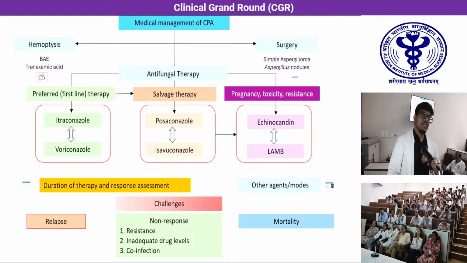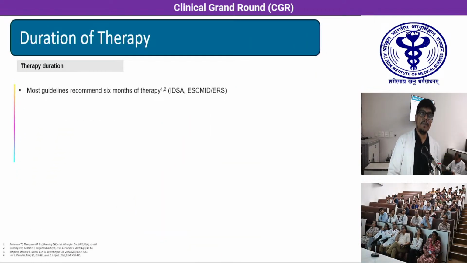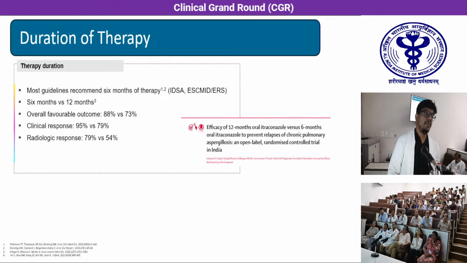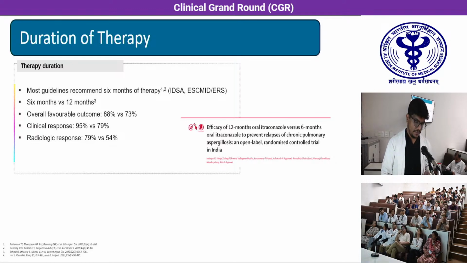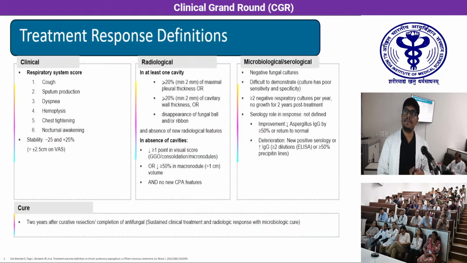So now that we have discussed various agents of therapy and modes of therapy, how long do we give treatment? For oral azole therapy, most guidelines used to recommend at least 6 months of therapy, till this paper was published in 2022, which evaluated 6 months versus 12 months of therapy and showed that overall outcomes, clinical response, and radiological response were better with 12 months of therapy as compared to 6 months. There is some retrospective data to suggest that patients with more extensive disease might benefit from treatment beyond 12 months.